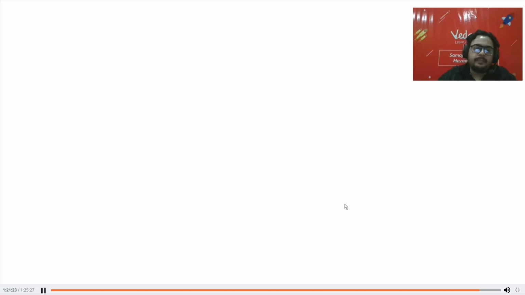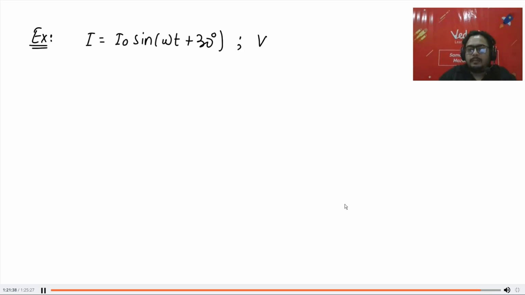एक और example देखते हैं भाई. If current is I naught sine omega t plus 30 degree and voltage is V naught sine omega t minus 60 degree, can you tell me the phase difference? What is the phase difference?